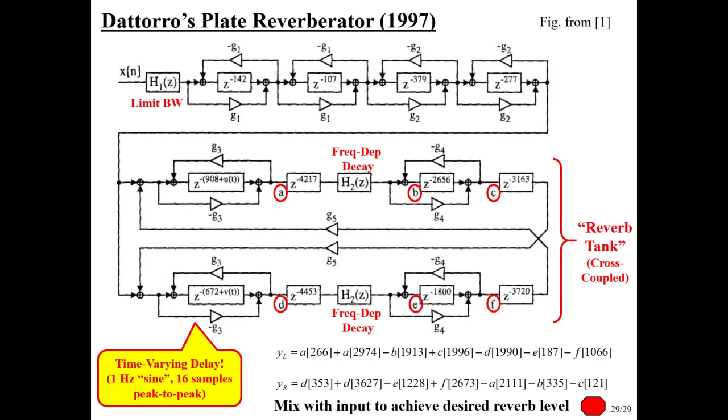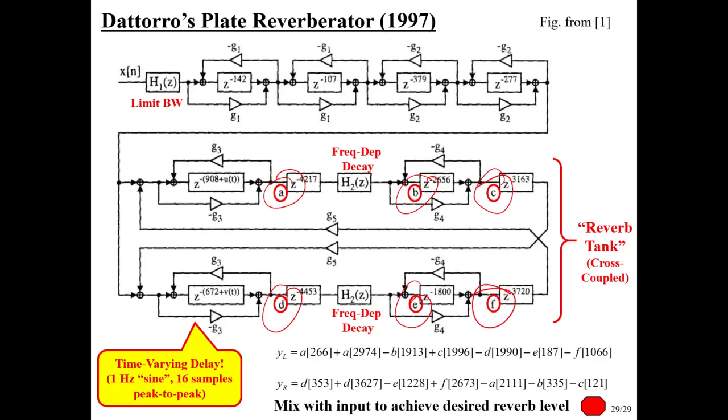Okay. And then the final interesting thing here, well, there's also some frequency-dependent decay that is put in there. Same filter, presumably, an H2 of Z. So that gives some frequency-dependent reverb time for that. But what's the A, B, C, D, E, and F?